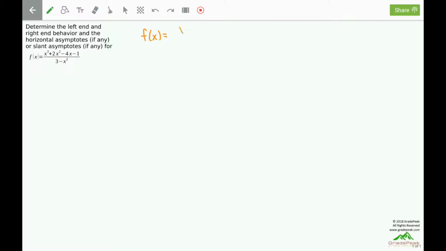F of x equals x cubed plus 2x squared minus 4x minus 1, divided by 3 minus x squared. The highest power in the numerator is x to the 3. The highest power in the denominator is x to the 2. The highest power in the numerator is greater than the highest power in the denominator, so left end and right end behaviors will be positive infinity or negative infinity.